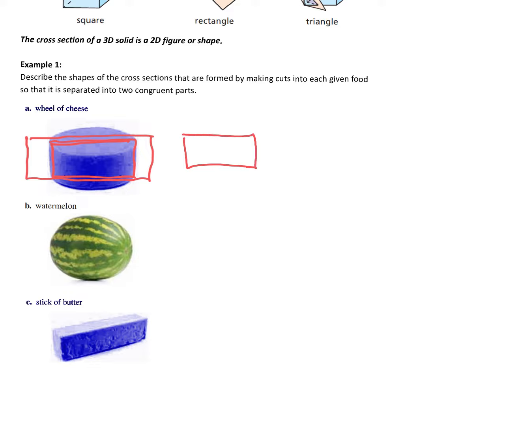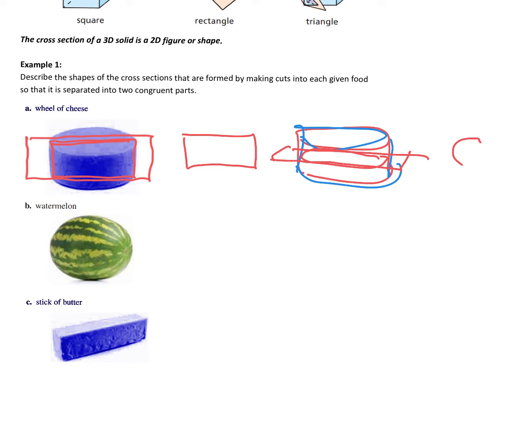But if I took that same wheel of cheese, here's my really bad drawing of a wheel of cheese, and I should have made it blue so it matches, and if I took that plane and instead cut it horizontal to the base, then the shape created would be a circle, and it would look like this. It would look just like the top and bottom of that cheese. So try the next two and explore: imagine different cuts and what shape would be created.